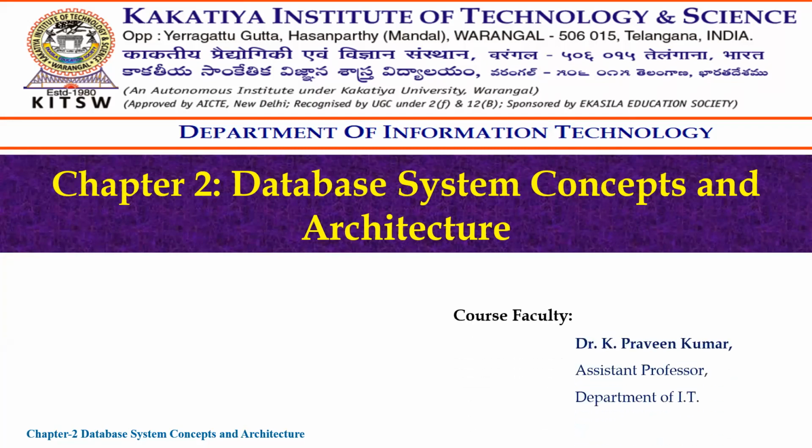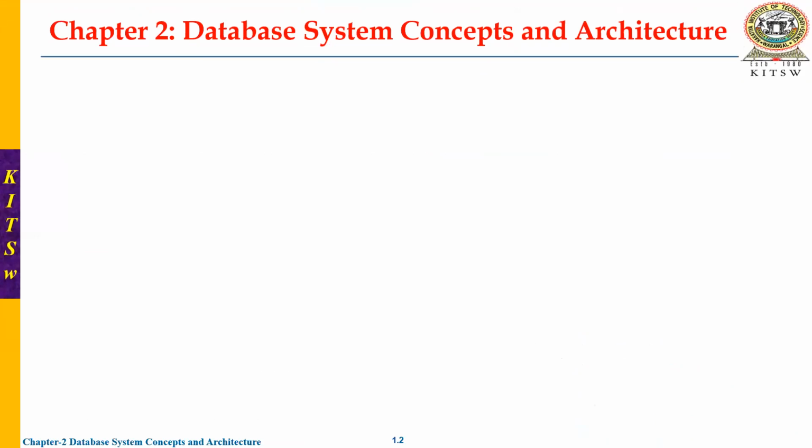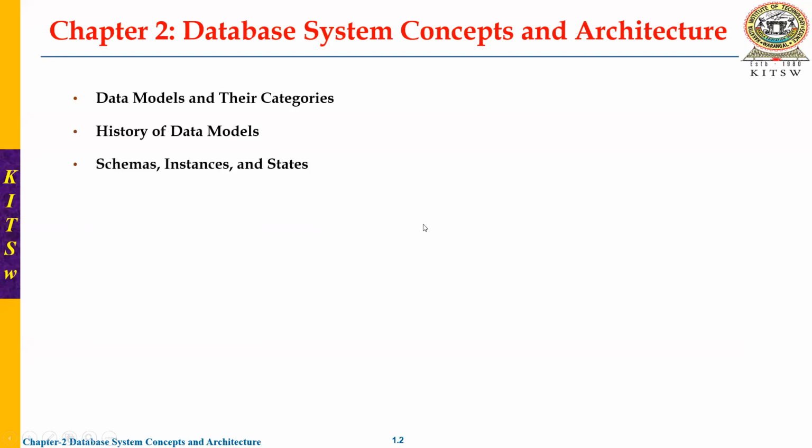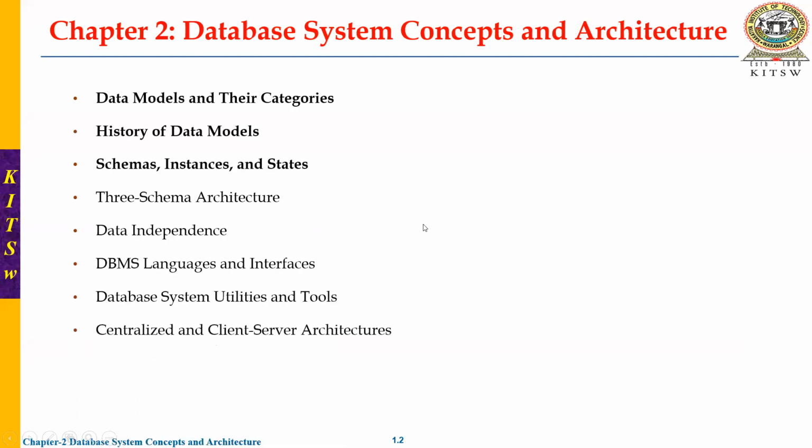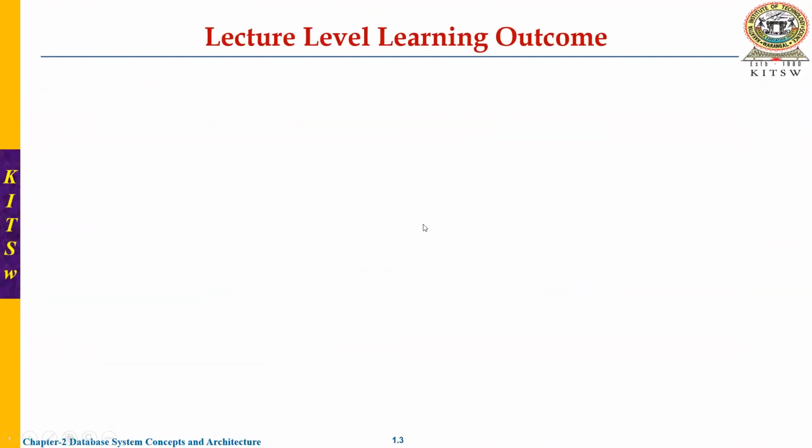Today's concept is database system architecture. In this chapter, we are going to learn about database models and their categories, history of data models, schemas, instances and states, three-schema architecture, data independence, DBMS language interfaces, database system utilities and tools, and classifications of DBMS.